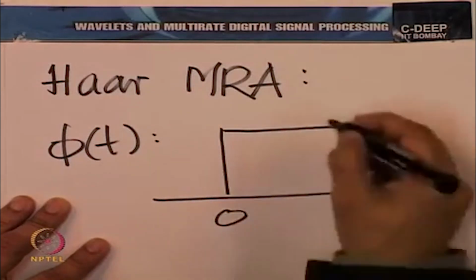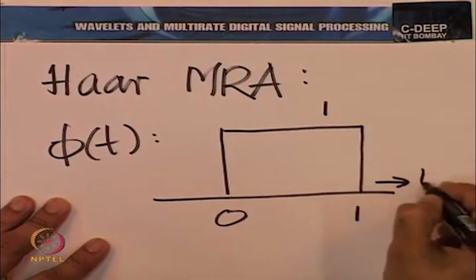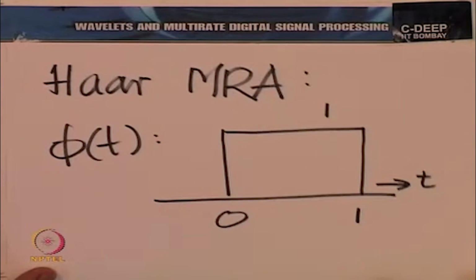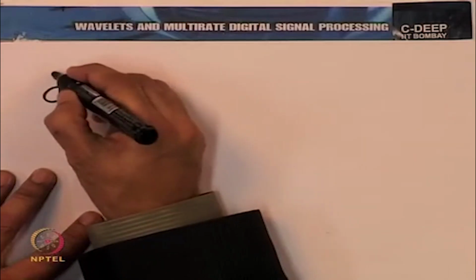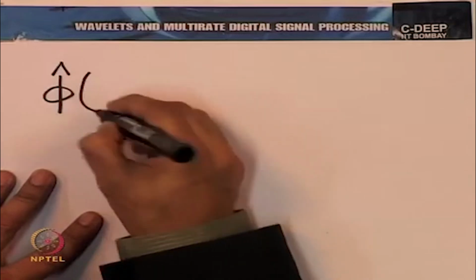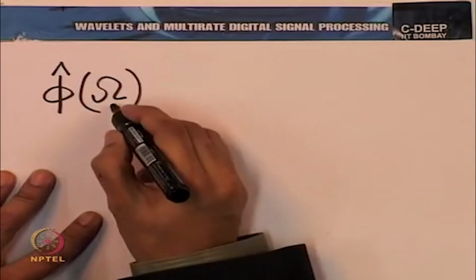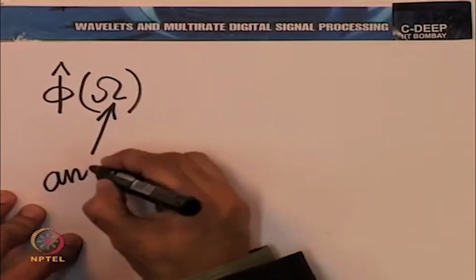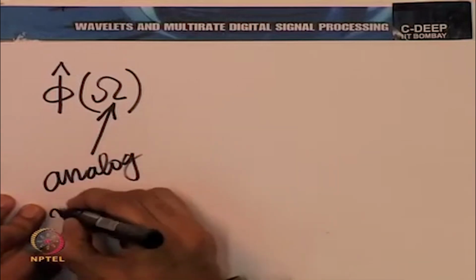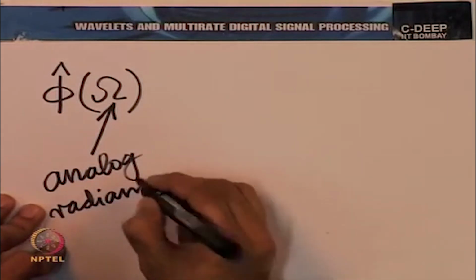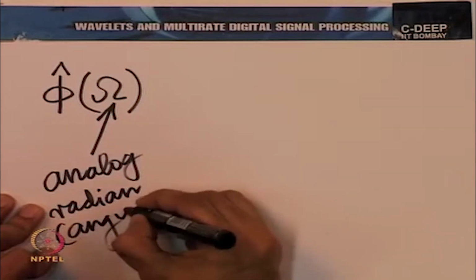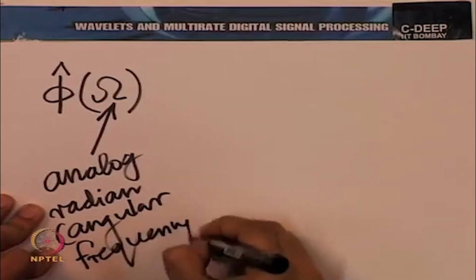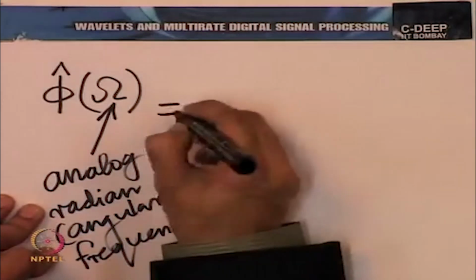Remember how phi t looked. This was phi t. Let us obtain its Fourier transform. We shall use this notation for the Fourier transform, a cap on top, and capital omega to denote the angular frequency, analog angular frequency. Radian or angular frequency. And this is easy to calculate.